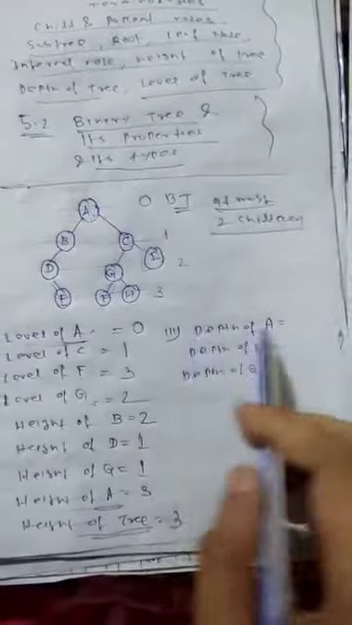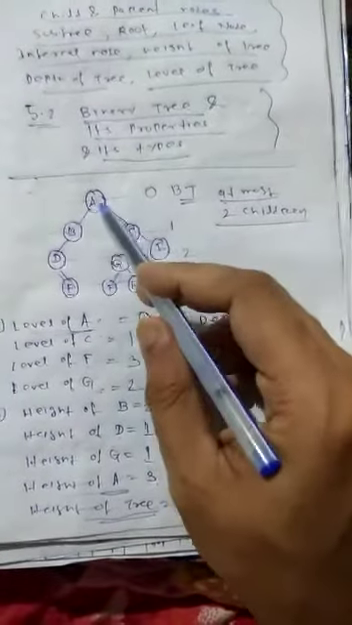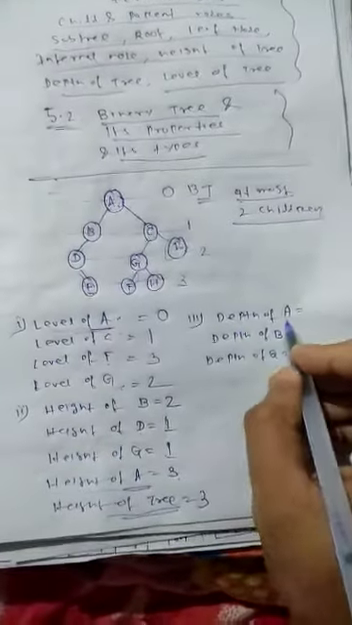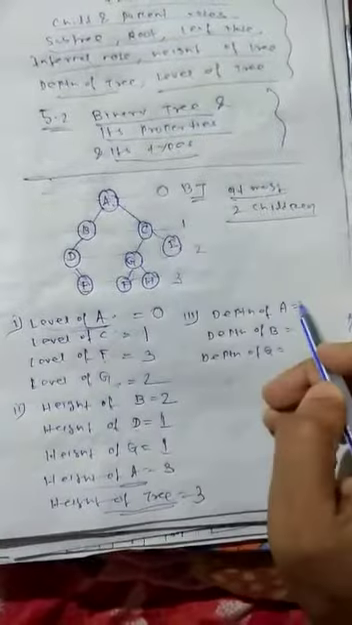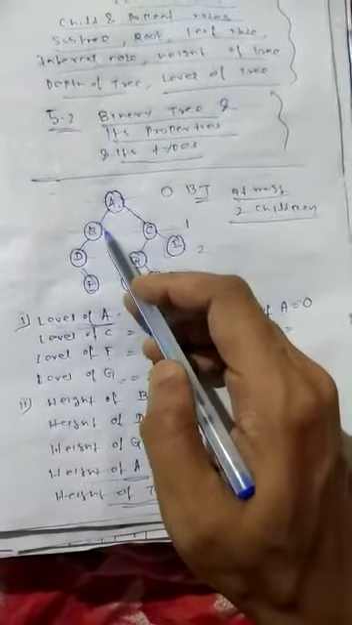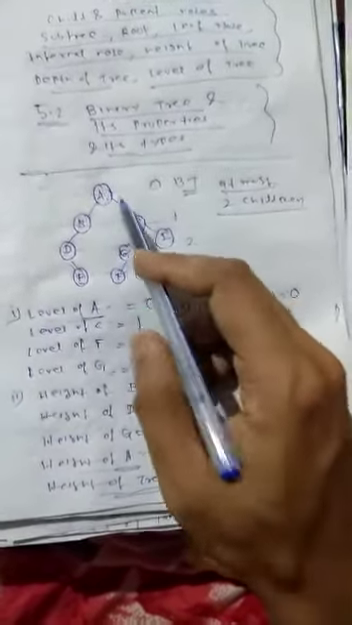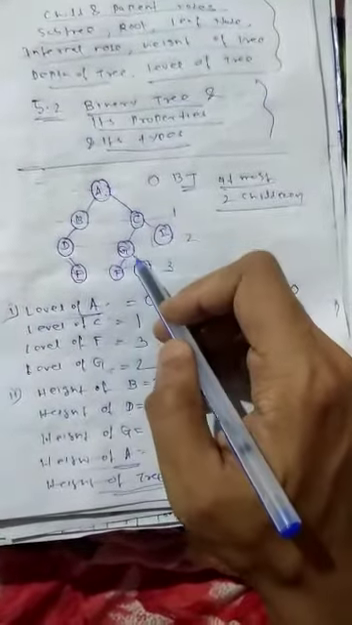Then suppose we calculate the depth of a node. What is the depth of a node? The depth of a node is the number of edges from the root to that node, or the length of the path from the root to that node. Suppose we calculate the depth of A. A is itself the root, so the depth here is 0. Then what is the depth of B? Between B and the root, the number of edges is 1, so the depth of B is 1. What is the depth of G? For G you have to see the number of edges from the root to that node. Two edges are there, so here it is 2.